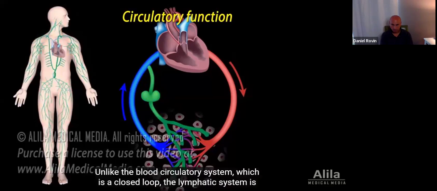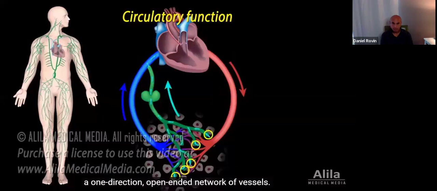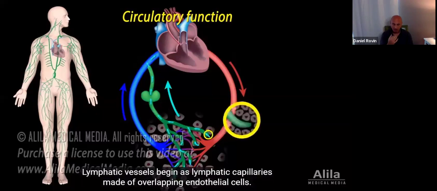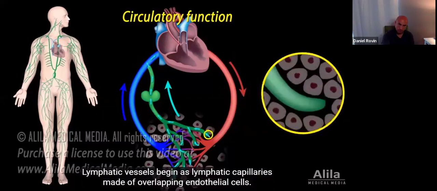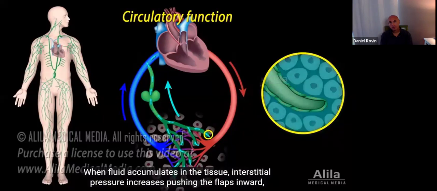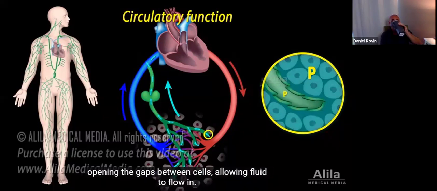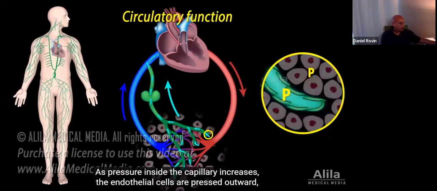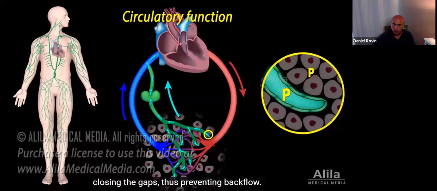Unlike the blood circulatory system, which is a closed loop, the lymphatic system is a one-direction, open-ended network of vessels. Lymphatic vessels begin as lymphatic capillaries made of overlapping endothelial cells. The overlapping flaps function as a one-way valve. When fluid accumulates in the tissue, interstitial pressure increases, pushing the flaps inward, opening the gaps between cells, allowing fluid to flow in. As pressure inside the capillary increases, the endothelial cells are pressed outward, closing the gaps, thus preventing backflow.